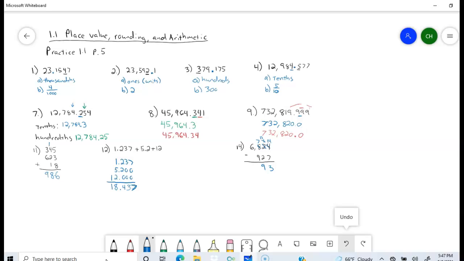7 is not big enough to subtract 9 from, so he's going to have to borrow. This guy's going to become a 5. This guy's going to become a 17. 17 minus 9 is 8. And then your 5 comes down. 5 minus 0 is 5. 5,893. All right. So do your homework. Homework 1.1 should be very similar to what we just did.